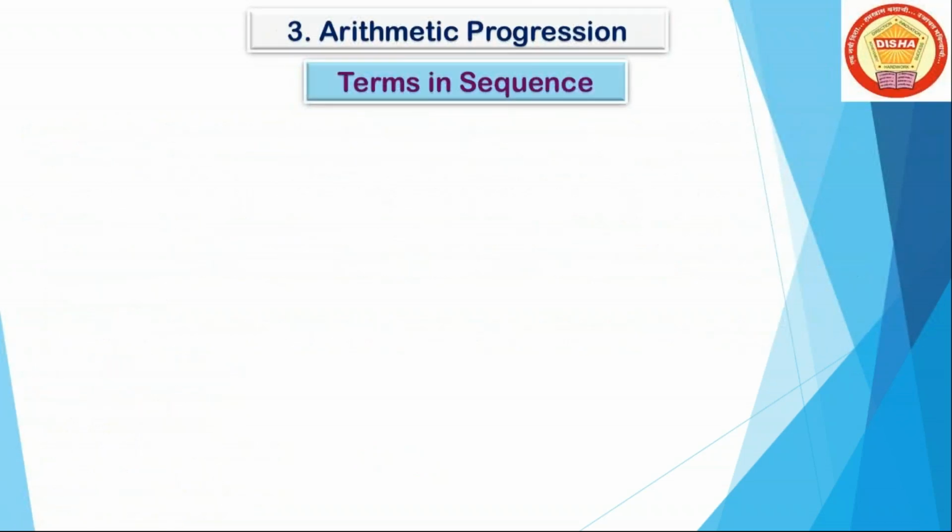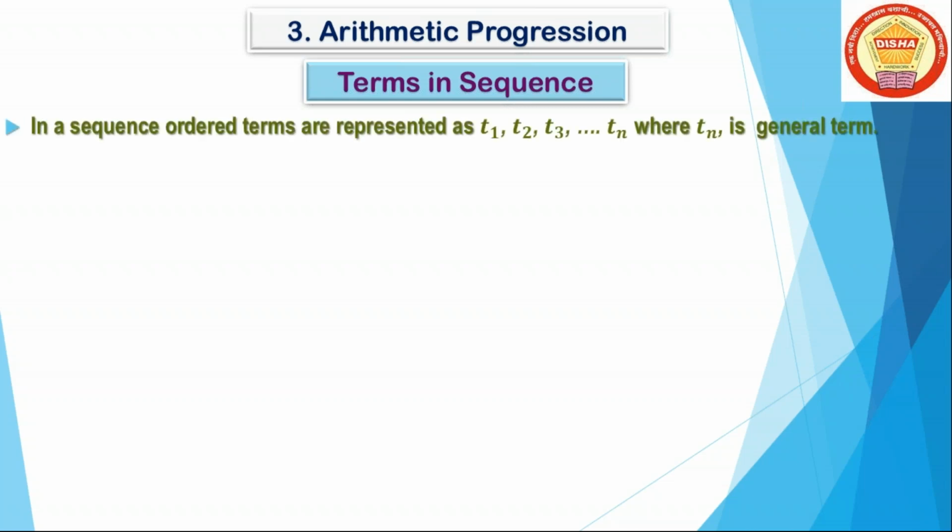Then we see the terms in the sequence. What is the meaning of terms? See now. In a sequence, ordered terms are represented as T1, T2, T3, and so on up to Tn, where Tn is the general term. T1 means the first term, T2 means the second term, T3 means the third term, and Tn. We don't know what the last term is.